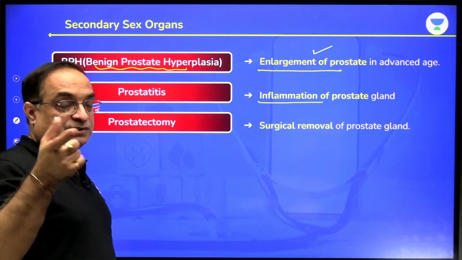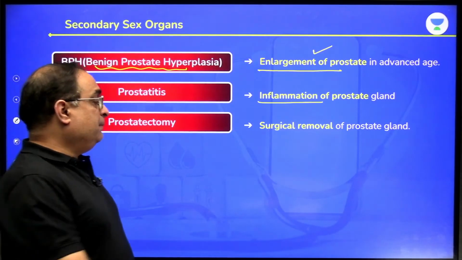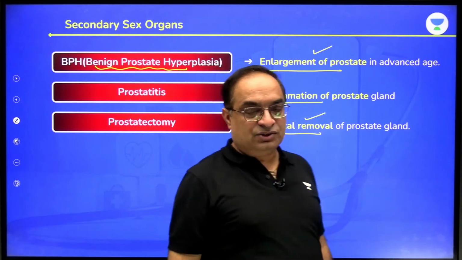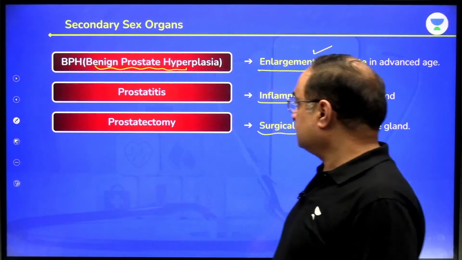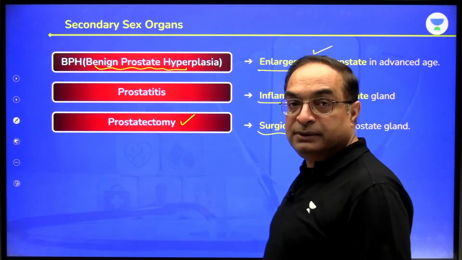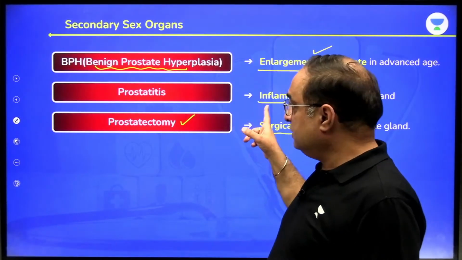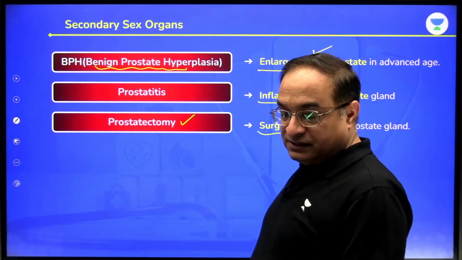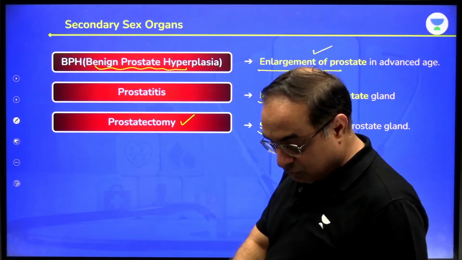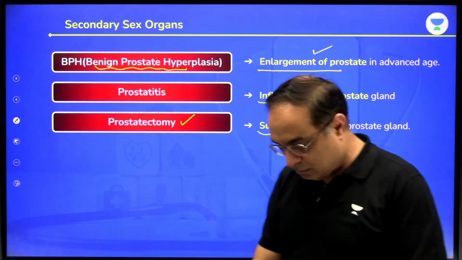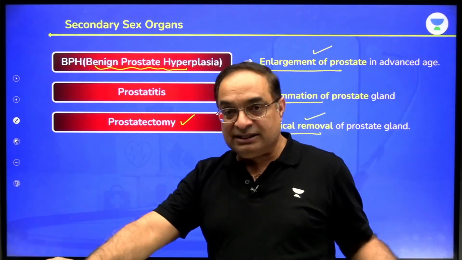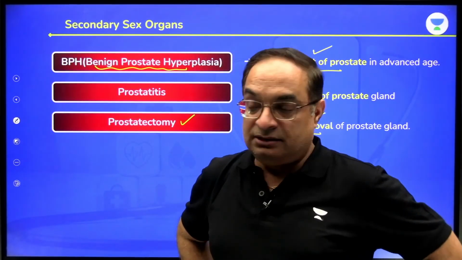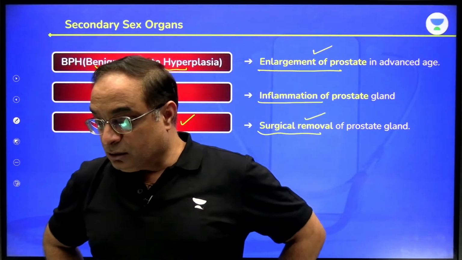You are the future doctors, you should know these terms. When you have to remove the prostate gland surgically in a male, the surgery is called prostatectomy. Clear? Okay, I want you to answer one question. The surgery which is used as a permanent method of contraception for males, what is that called? The surgical method of contraception, permanent method for males, terminal method, what is that called?